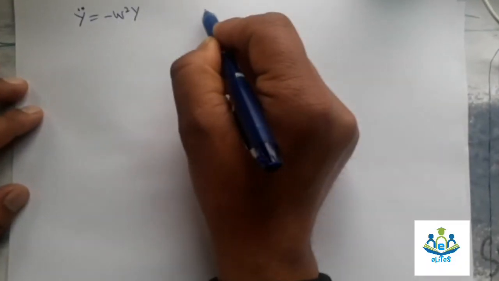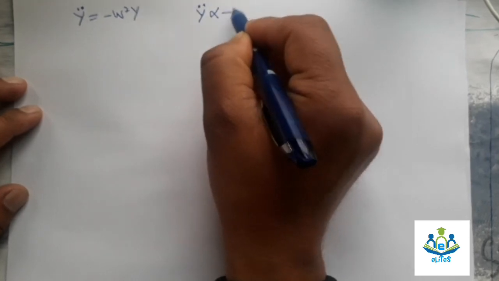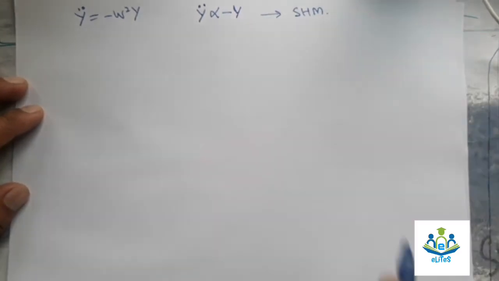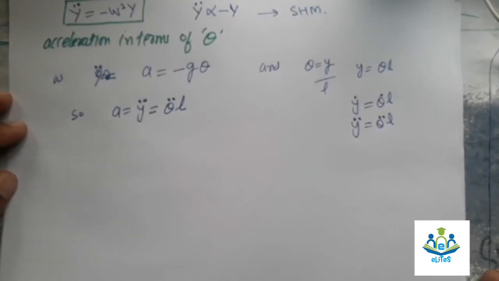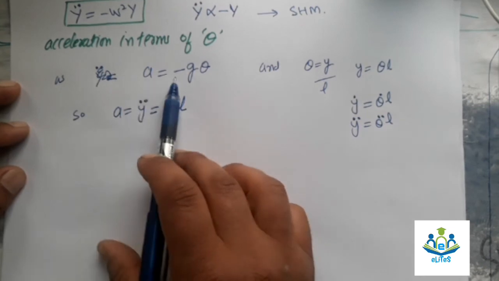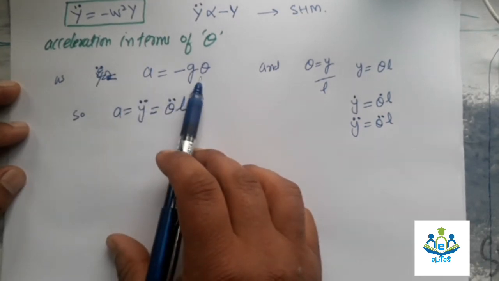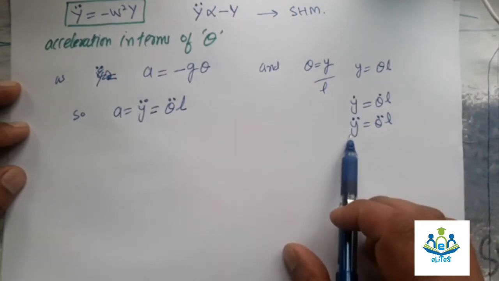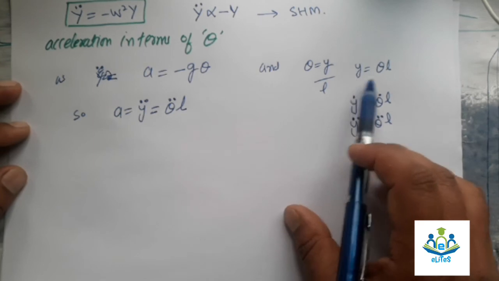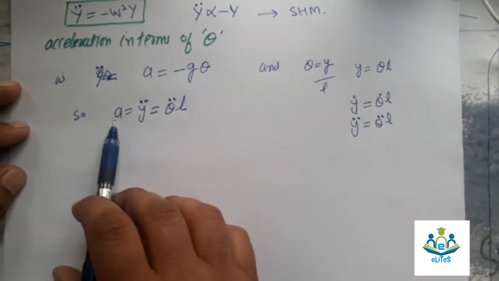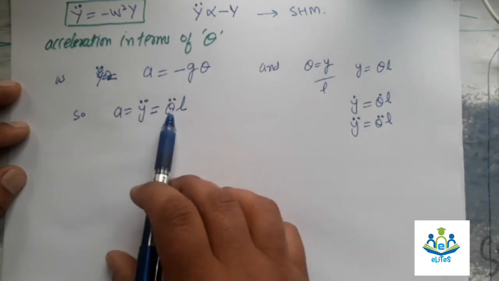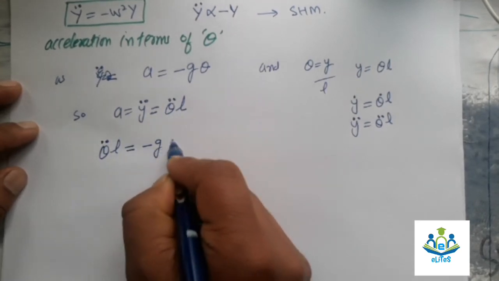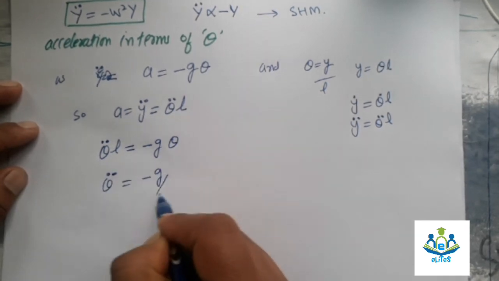Omega square is constant, so you see acceleration is negative times displacement, so we say that this is simple harmonic motion. Now in terms of theta, acceleration is minus g theta, and theta is y over L, so y is theta L, then y dot will be theta dot L, y double dot will be theta double dot L. L is constant, y is varying, theta is varying. So the acceleration y double dot, which is actually theta double dot L, can be written as theta double dot L equals minus g theta, so theta double dot will be minus g over L times theta.